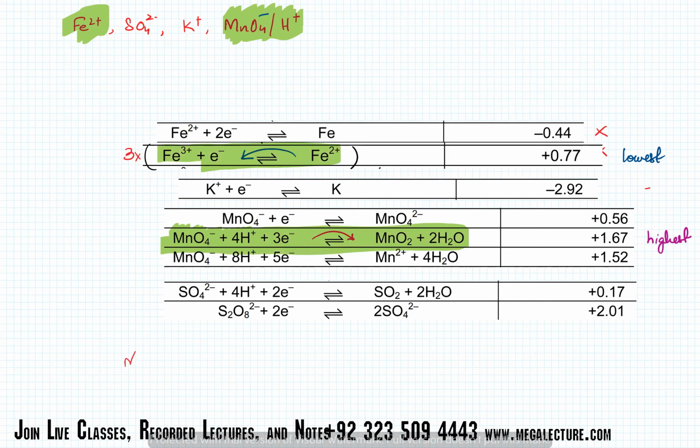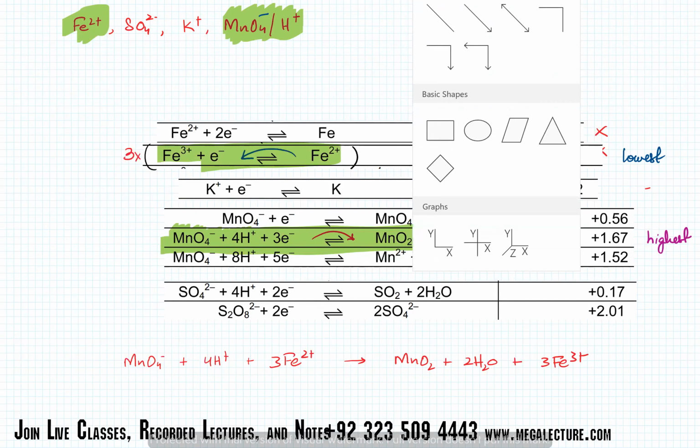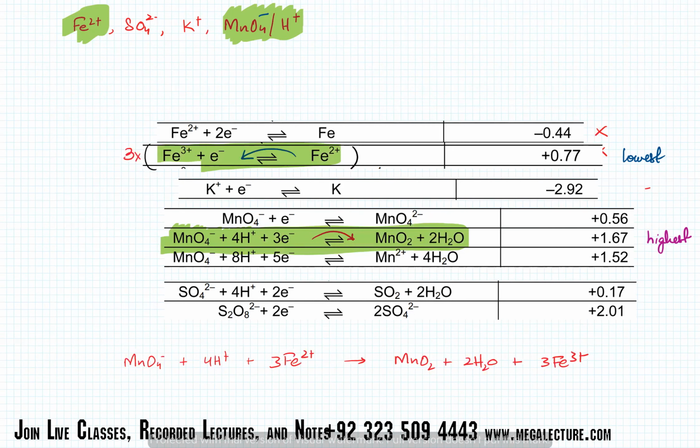So my reaction is going to be MnO4 -1, on the left side the reactants, plus 4H+. Then in the upper equation, who's the reactant? It's 3Fe2+. And in the lower one, what? In the lower one the product is MnO2. The other product is water. In the upper one, what's the product? The product is 3Fe3+. So this is what you have, that's your reaction number 1. So that's kind of your first reaction, which is this.